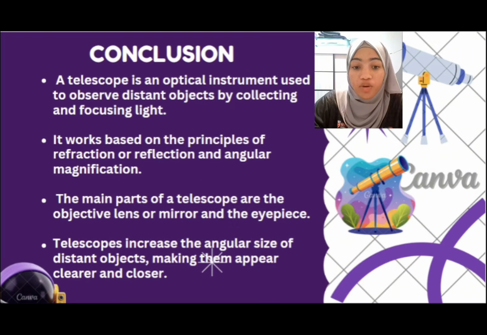Then, the main components of a telescope are the objective lens or mirror and the eyepiece. These parts work together to form and magnify the image that we see. Next, telescopes increase the angular size of distant objects, making them appear clearer and closer. This is why they are such important tools in astronomy.